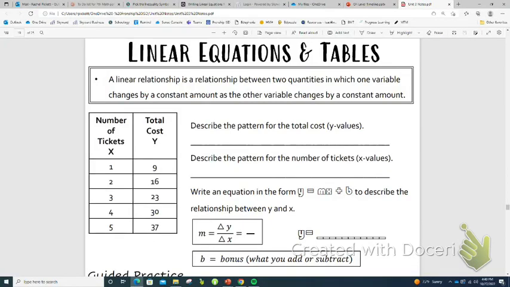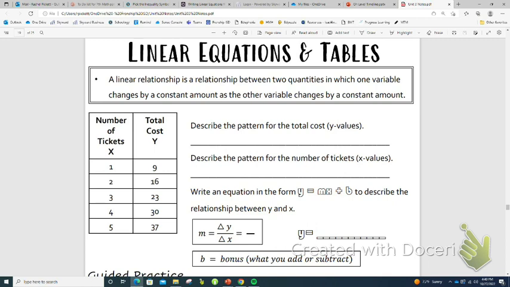Today we're going to be looking at linear equations, specifically in tables. Remember that a linear relationship is a relationship between two quantities, your x and y, in which one variable changes by a constant amount as the other variable changes by a constant amount. So what we're going to do first is look for the patterns between the two variables.